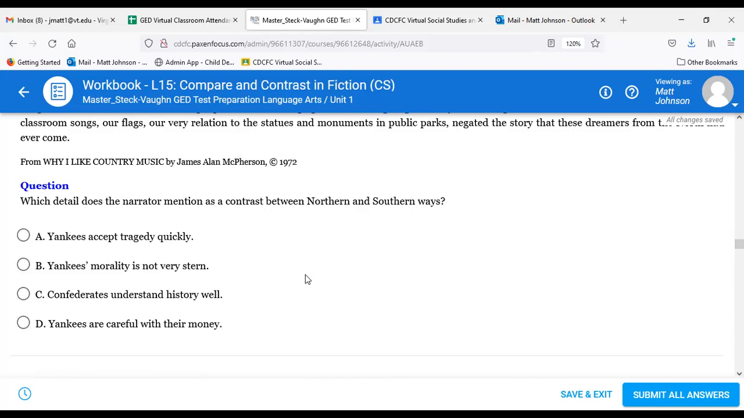Which detail does the narrator mention as a contrast between Northern and Southern ways? A, Yankees accept tragedy quickly. B, Yankee morality is not very stern. C, Confederates understand history well. D, Yankees are careful with their money.